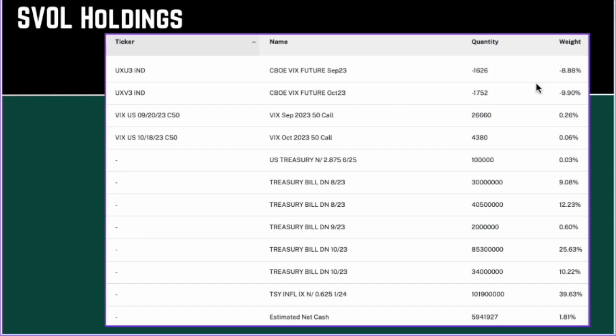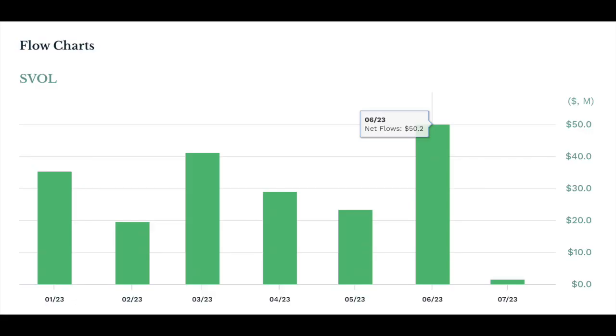And then we also see the call options that offer some protection, and that makes up a small percentage of the portfolio. And then we also see some treasury bills and some just hardcore liquid cash. And the cash and the treasury bills, they're providing that collateral that allows them to be able to do these options.